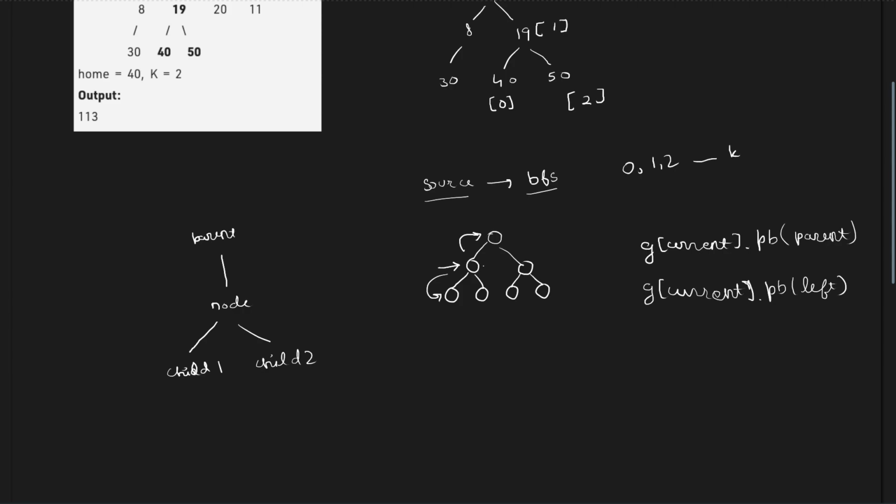Right. I'll check whether the right node is null or not. So what I'll do is graph of current, if the right node is not null, push back right. Right. So these are the 3 steps I'm going to follow.